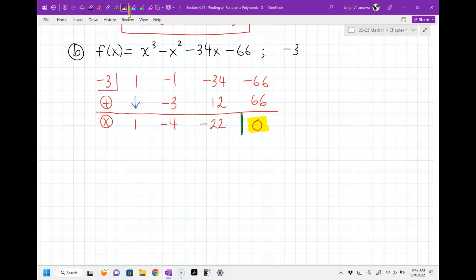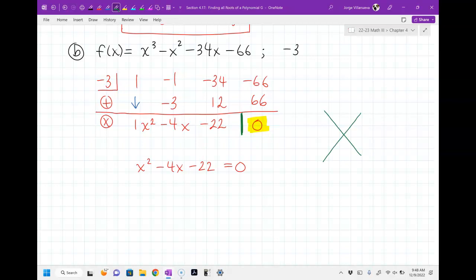Okay? So far I know one answer, negative 3. Negative 3 is an answer. I can verify that by a remainder of 0, but I got to find the other 2. So here we go. 1x squared minus 4x minus 22. So x squared minus 4x minus 22 equals 0. Now, if I try the x method, I'm going to do it over here on the side because I know it's not going to work.